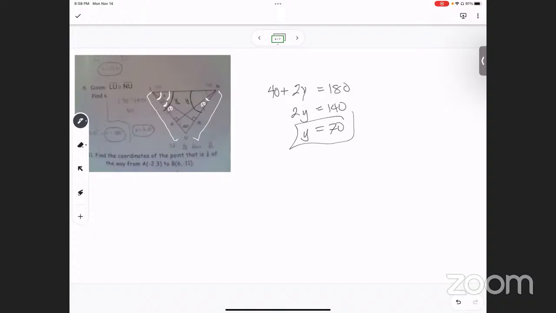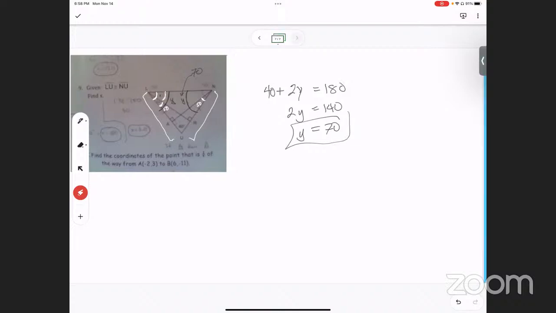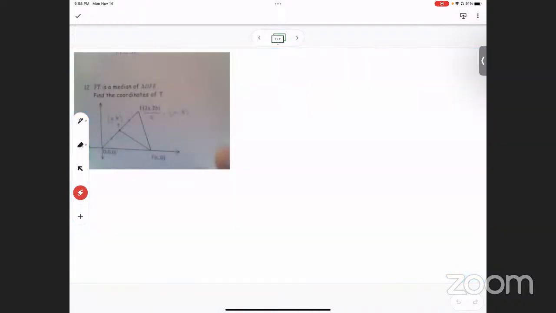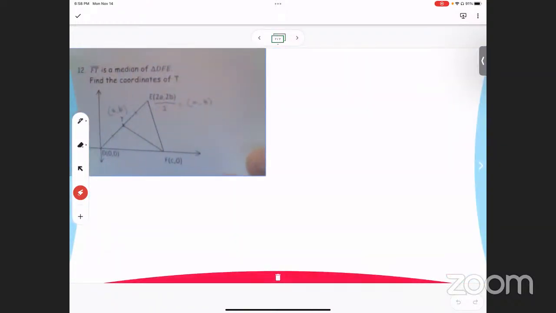So this whole angle equals 70 right here. Then tell me what this small angle equals right here. That's small x. 20. Exactly. So that equals 20. Okay. That was a tricky one to look at because there were so many lines and angles.